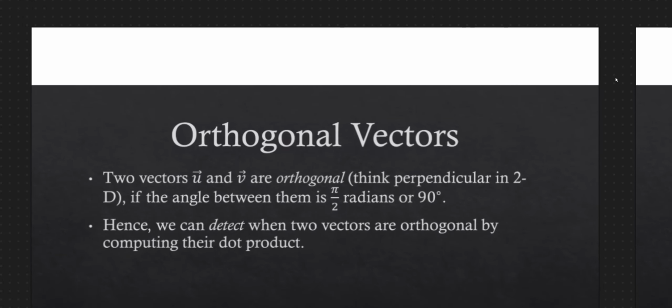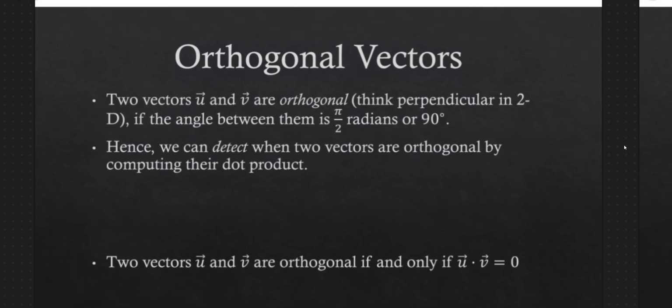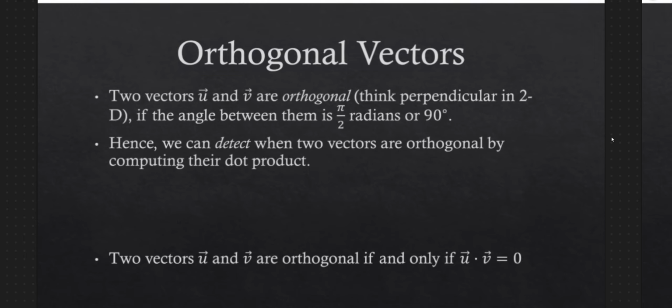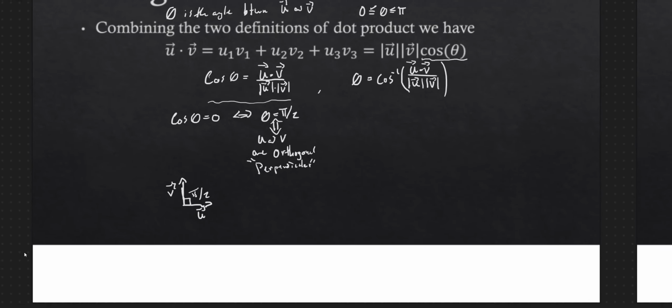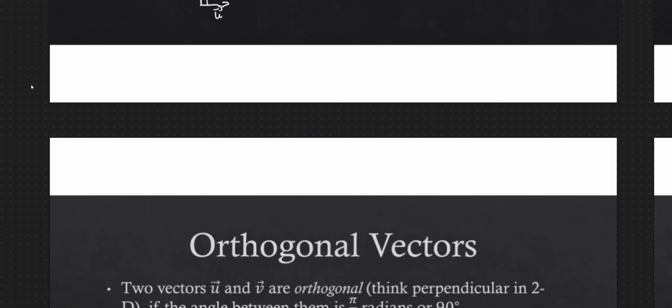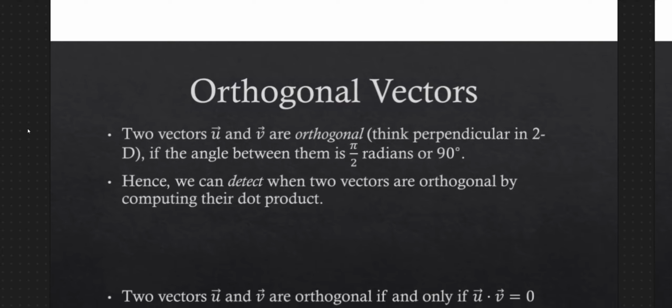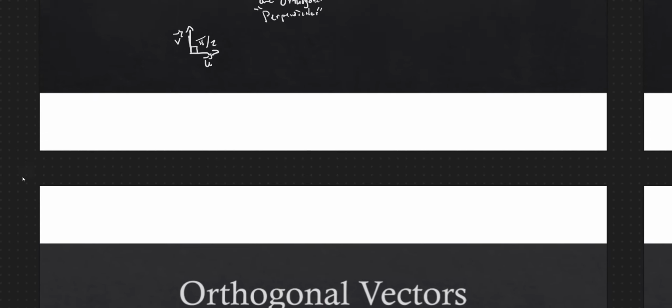I mentioned that this is a way to detect when two vectors are orthogonal. In particular, if I have two vectors u and v, and again we'll use these up here, with u equal to u1, u2, u3, and v equal to v1, v2, v3.